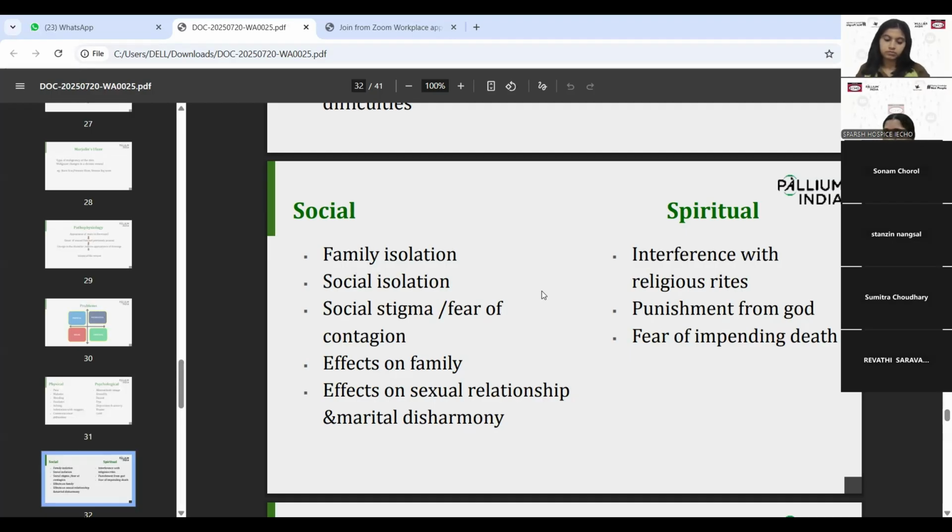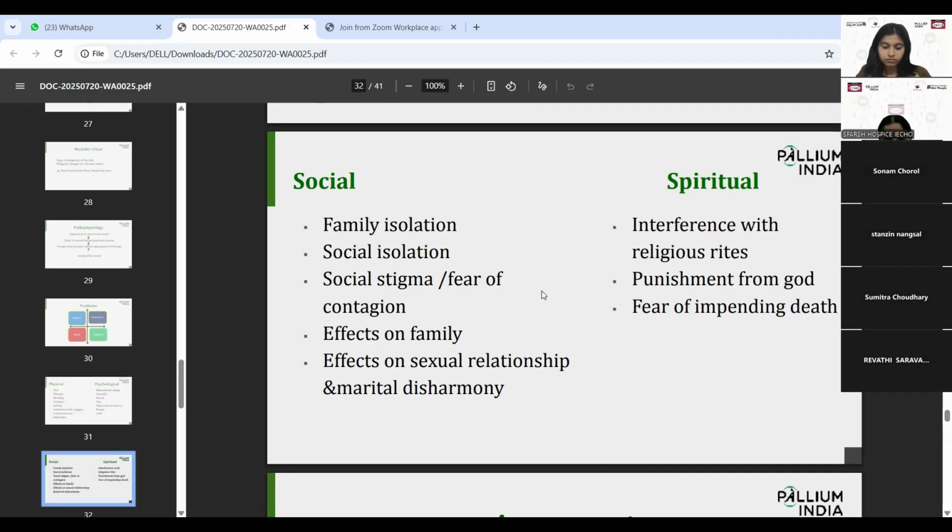Okay, so we need to address the four managements here, because we need patient dignity also. We need to give dignified care to the patient, physically and mentally as well. That's why we have to treat the four symptoms. Okay, ma'am, next slide.